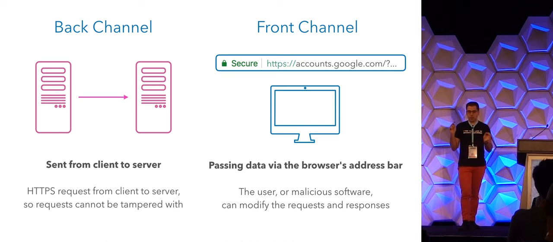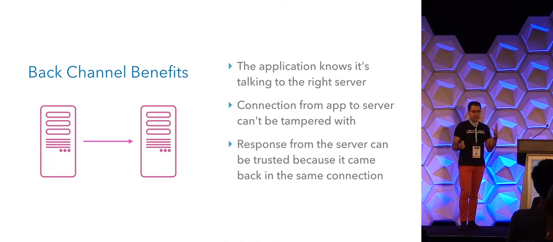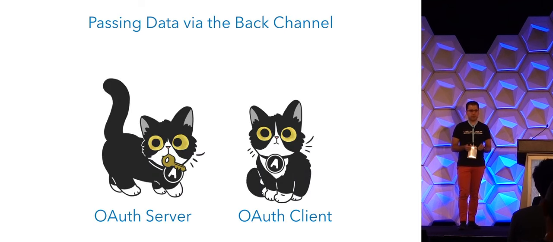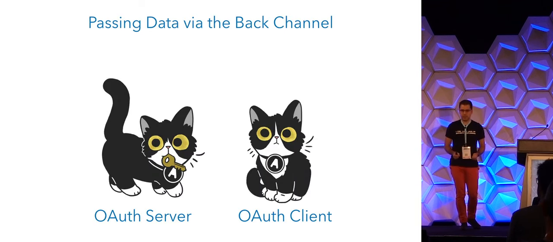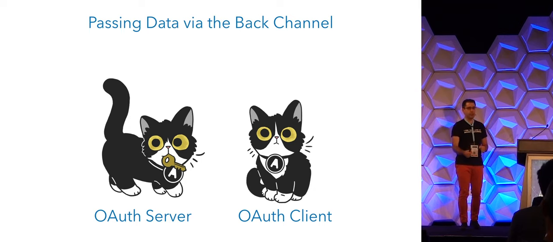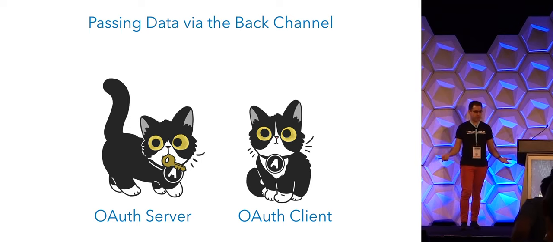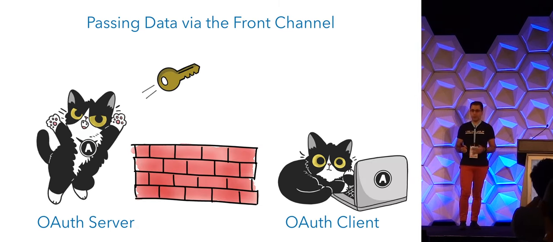So, benefits of using the back channel. Again, these are things we usually take for granted because we're just so used to it. But when you make an HTTPS connection from a client to a server, that certificate is verified, then the connection is encrypted, which means it can't be tampered with, and the response that comes back is part of the same connection, so the client can trust it. It's like hand-delivering a message. You walk up, you say, here is a message, you can see that the other person is taking it and accepting it, they can verify who you are, and everything is happy. Passing data over the front channel is like throwing it over a wall and hoping they catch it on the other side, where neither can see over the wall.